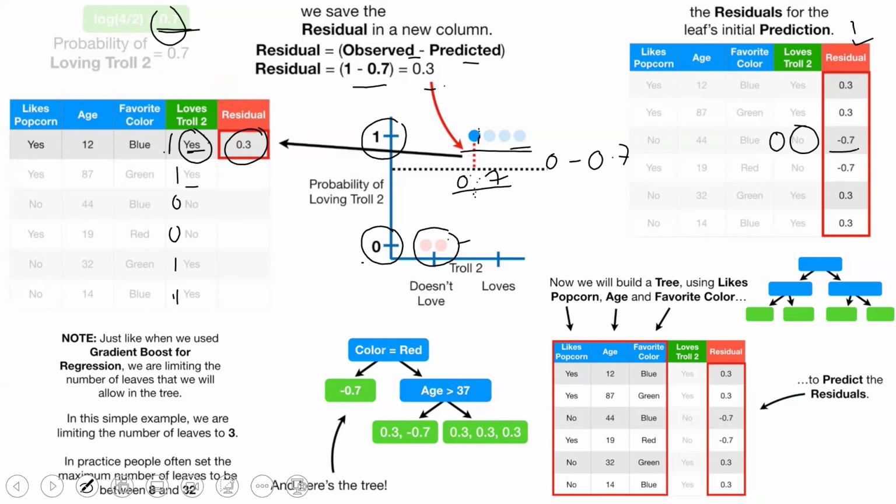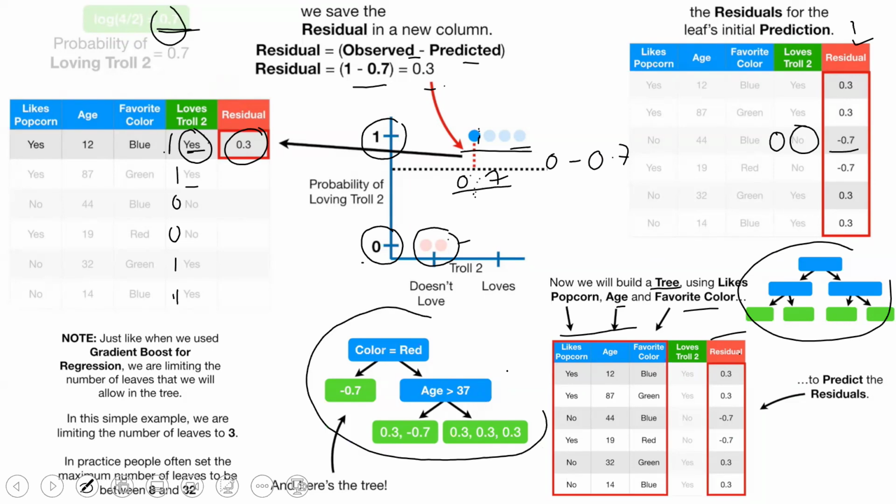Now, again, like regression, you use these variables to predict these residuals. You will build a tree using popcorn, age, and favorite color to predict the residuals. So you will construct a tree to predict the residuals. This is how the tree looks. Just like when we used gradient boost for regression, we are limiting the number of leaves allowed in the tree. So we are limiting the number of leaves to 3 here. In general, the number of leaves goes from 8 to 32 for classification as well.